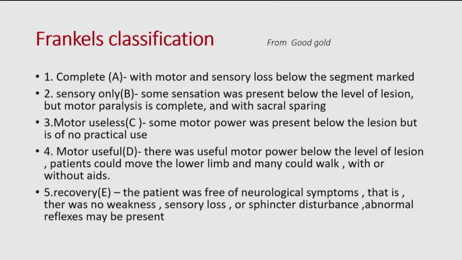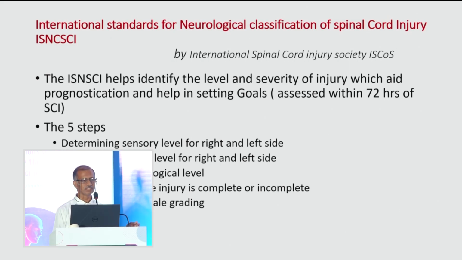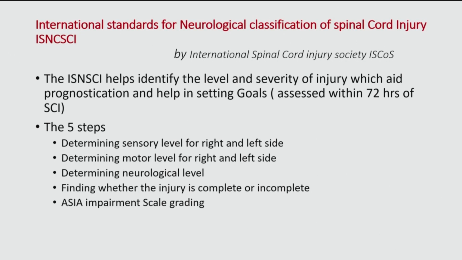So, this Frankel actually evolved into our ASIA classification, that is International Standards for Neurological Classification of Spinal Cord Injury. The 5 steps are determining the sensory level, both for the right and left, determining the motor level for right and left, determining the neurological level, finding whether the injury is complete or incomplete, and ASIA impairment scale grading.